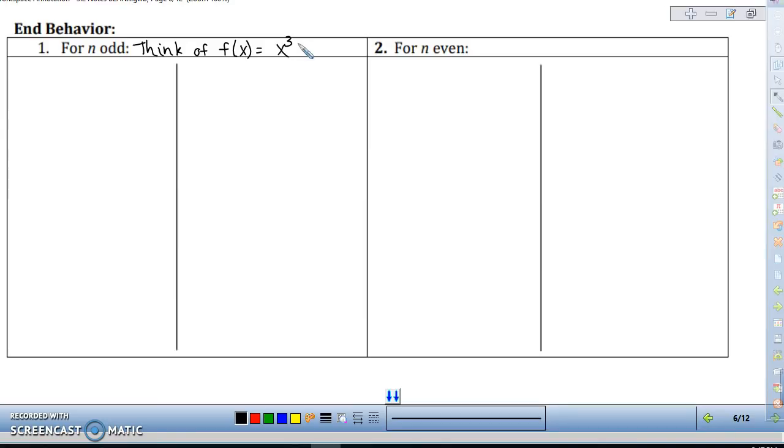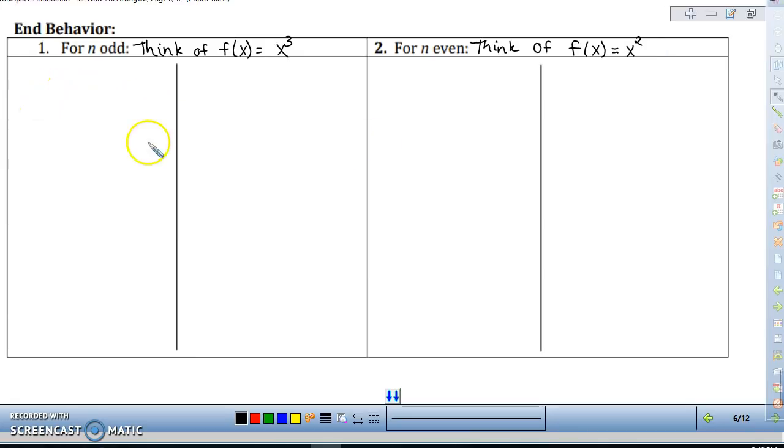It reveals information about symmetry. Remember that odd functions have origin symmetry. It's also going to help us remember our end behavior. Similarly, over here in the second set of boxes for an even function, we're going to think about f of x equals x squared. And this is all going to make a little bit more sense here in a couple minutes.